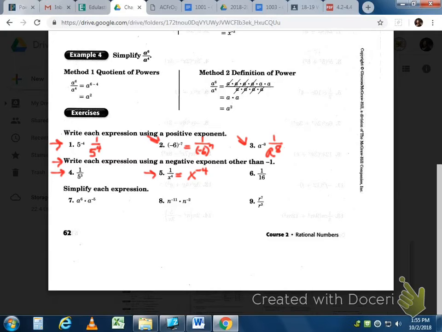1 over 5 to the 3rd. How do I write that with a negative exponent? Liam? It would be 5 to the negative 3.